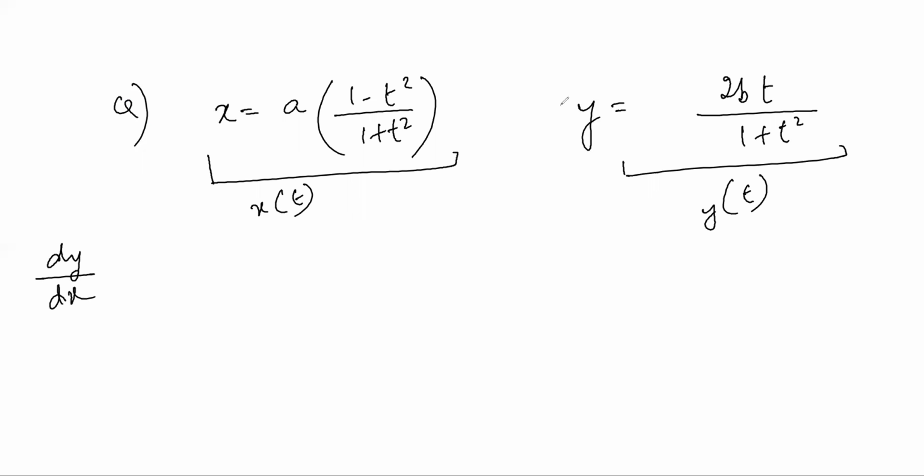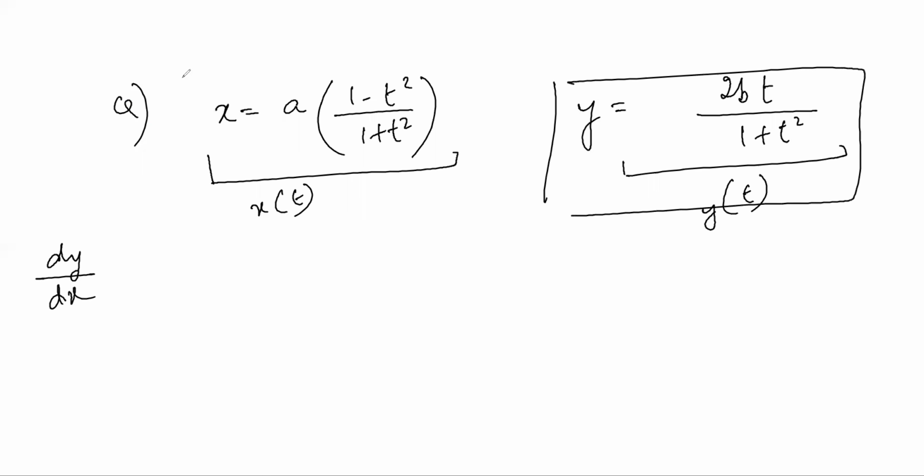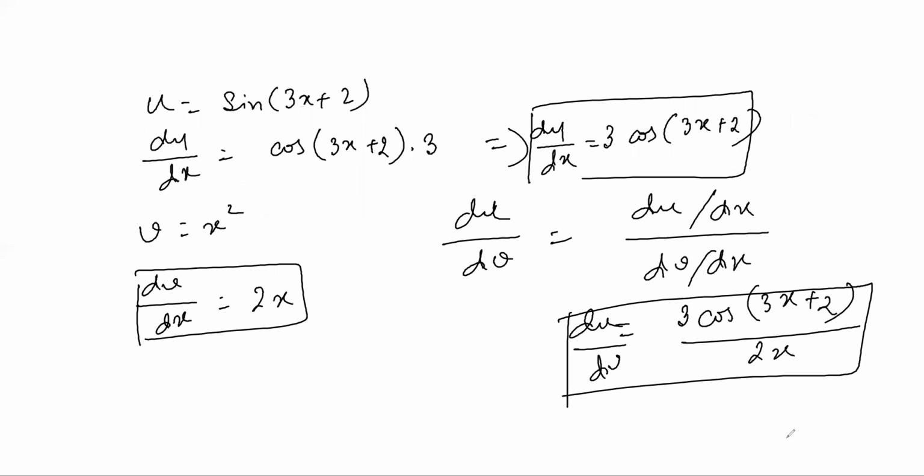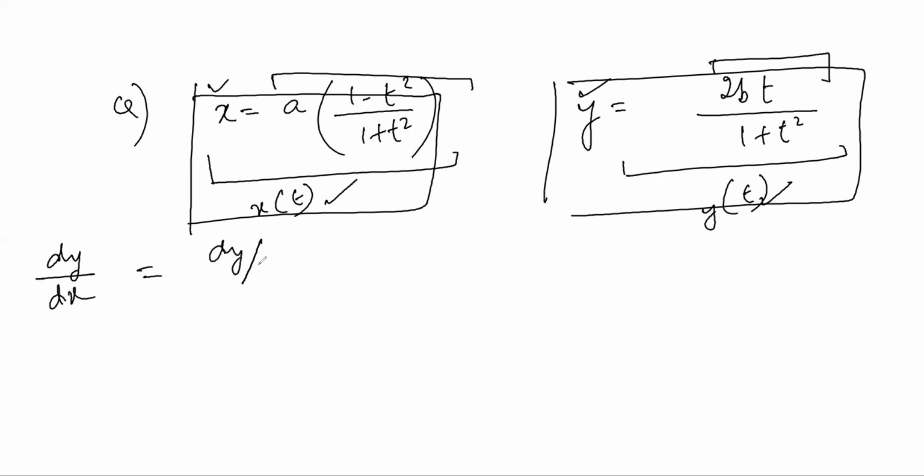Okay, so basically we need to differentiate this y with respect to this x. Okay, but y is not a function of x and x is also not a function of y. Rather, x is a function of t and y is also a function of t. So we can find this dy by dx through the same process as we did in this sum. Okay, so we will find dy by dx using dy by dt and dx by dt. So first we will find the value of dy by dt, that is, we will differentiate this function with respect to t.